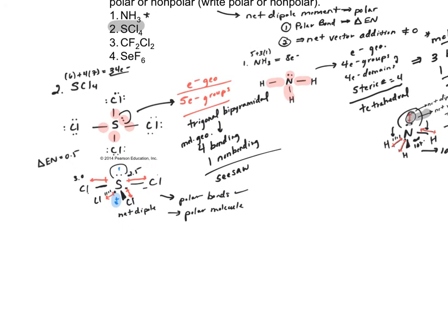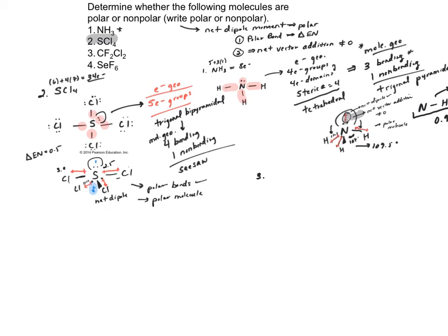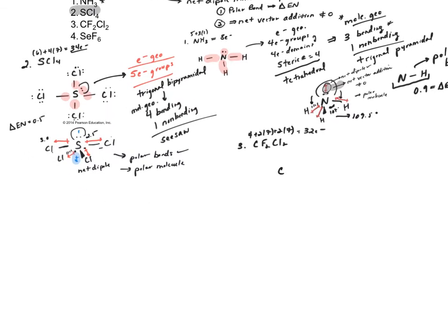Okay, so number 3, we've got carbon difluoride dichloride, CF2Cl2. Same thing, carbon gives us 4, plus 2 times 7, plus 2 times 7. So that's 14, 14, 28, plus 4 is 32. Put carbon in the middle, then chlorine, chlorine, fluorine, fluorine. We've got single bonds. When I go in and fill in all the outer octets, everyone is happy, and that is 32 electrons.